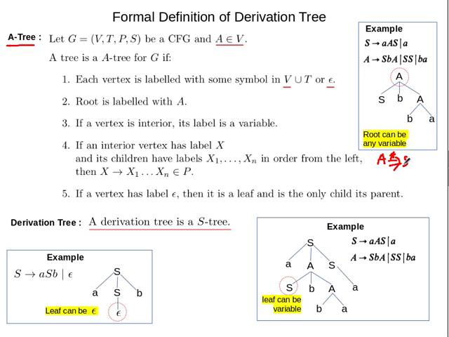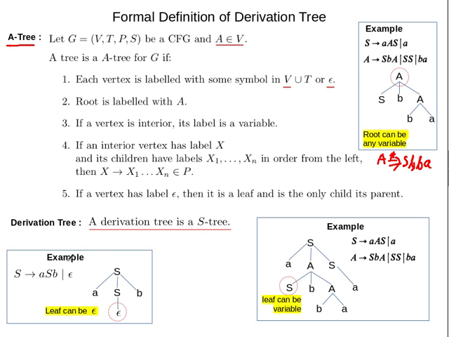So to capture this sort of thing, I have a tree. So then what is the definition? So each vertex is labeled with some symbol. So the vertex can be a variable or a terminal, or it can also be epsilon.